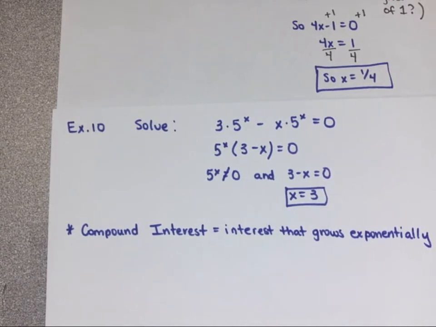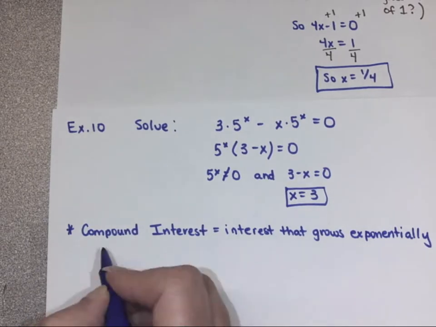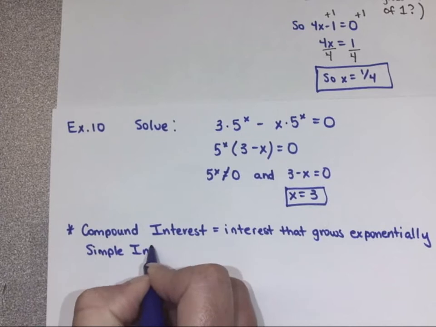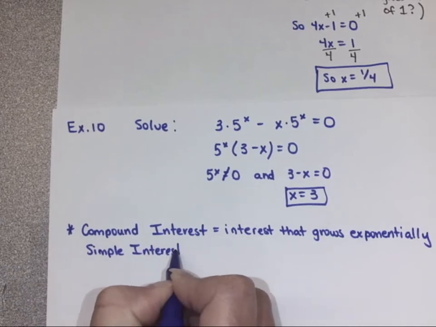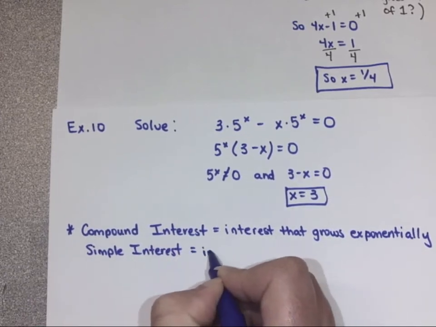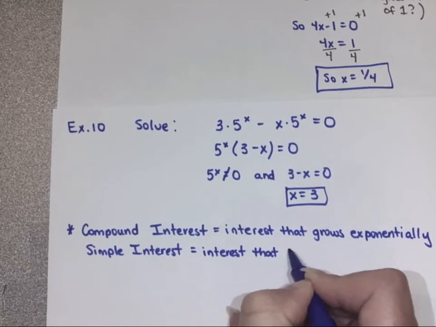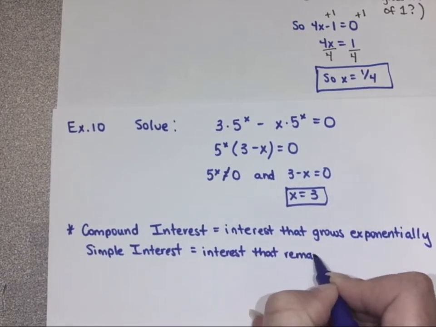Okay, and so it's not just interest that stays steady. Interest that stays steady, just so you know, is called simple interest. And the name implies kind of what it is. Simple interest is basically interest that remains unchanged through the life of the loan.